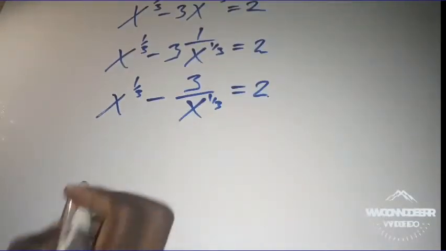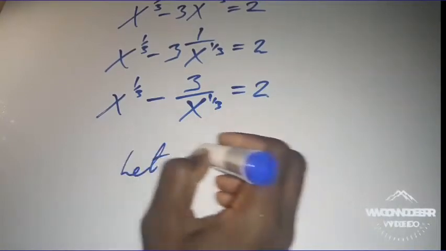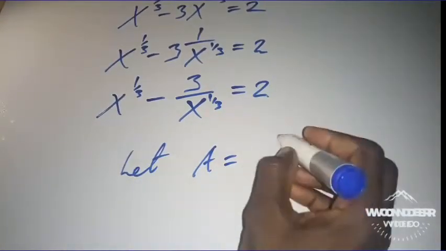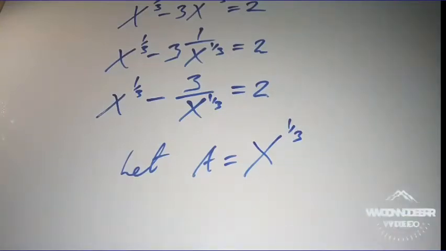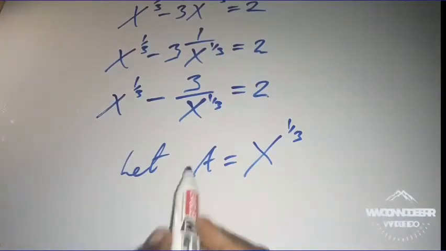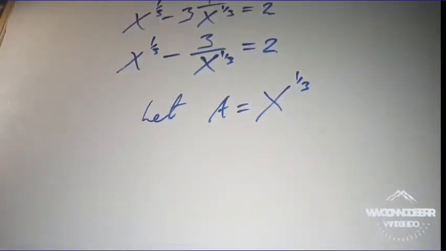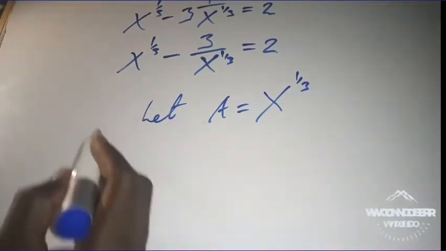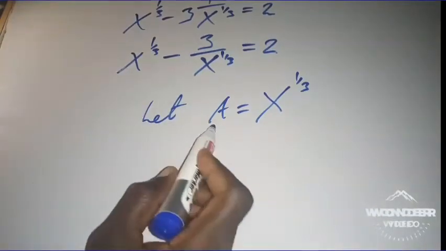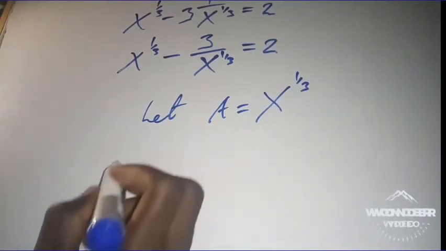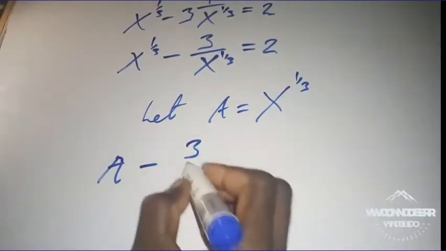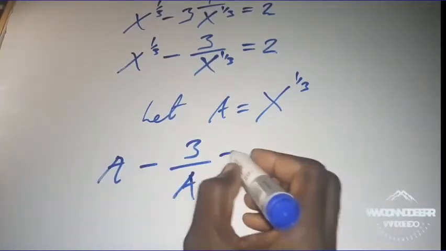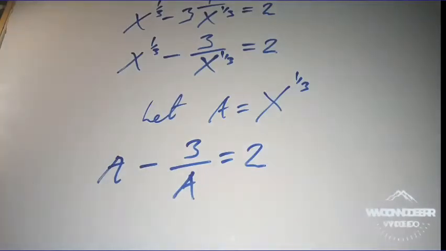Like I said, here we set a to be equal to x raised to the power of 1 over 3. So we make a substitution here. Wherever you see x, we substitute it by writing a. So here we go. Instead of writing x, I'm going to substitute it by writing a. So here I will have a minus 3 over a equals 2.